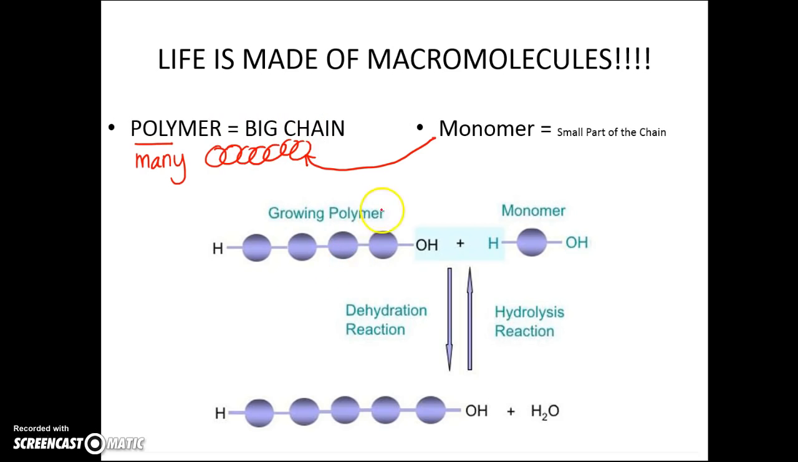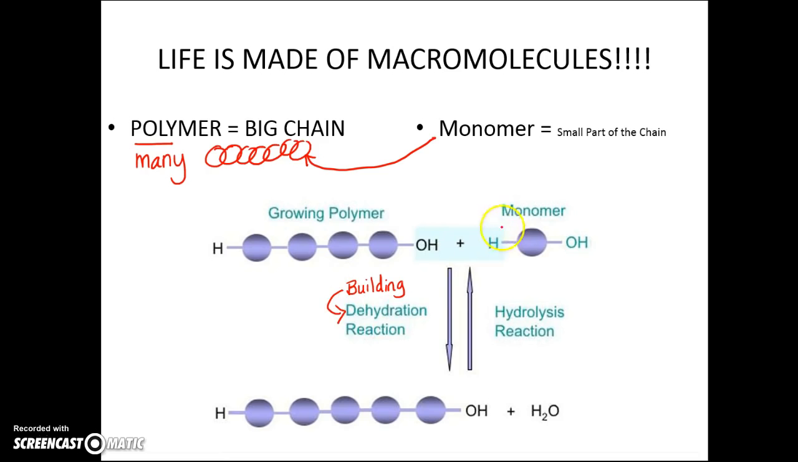Pretty much any type of polymer that we're making is going to grow the same way. The monomers are going to get put on the same exact way, whether that's a carbohydrate or protein, it doesn't matter. Generally speaking, you'll see an OH at the end of one and a hydrogen at the end of the other. If we're putting these together, if we're building, it's called a dehydration reaction. So building happens through dehydration.